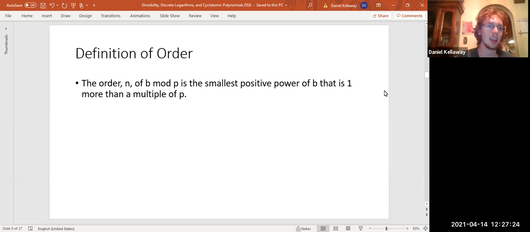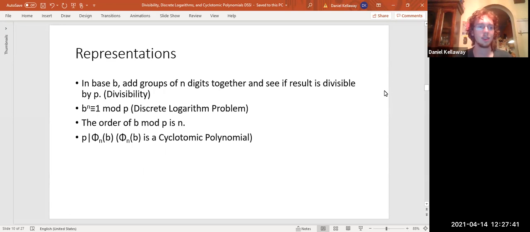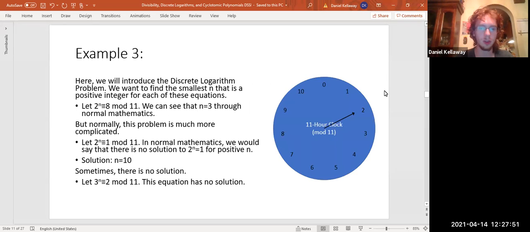And the number of digits n is actually pretty important because that's what we're trying to look for in the end. So we have a name for this, taken directly out of abstract algebra textbooks, called the order. And here are some representations to give you an idea of what we're looking at. The foundational thought is b to the n minus 1 is a multiple of p.